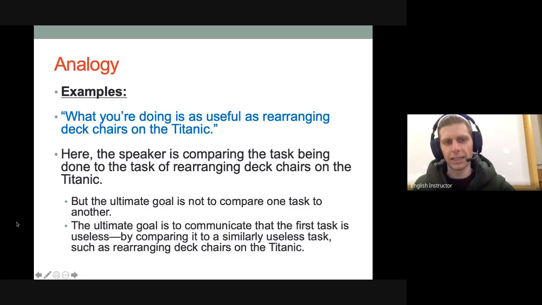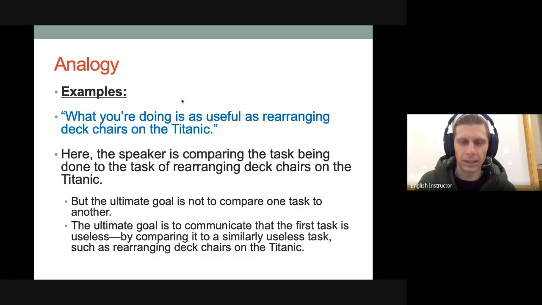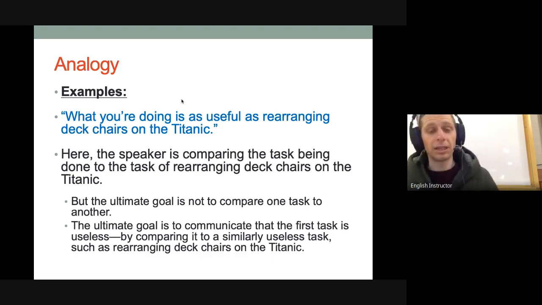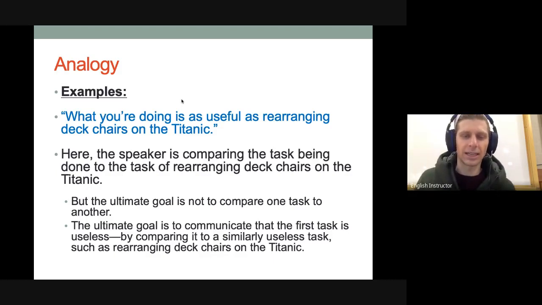So the analogy that we would say, if we're describing what he's doing, is: what you're doing is as useful as rearranging deck chairs on the Titanic. And if you don't know, the Titanic was a big passenger ship that sank. It was supposed to be unsinkable, but it sank after hitting an iceberg. So as it's sinking, the idea of moving the chairs around on the deck of a sinking ship, is that useful? Probably not.